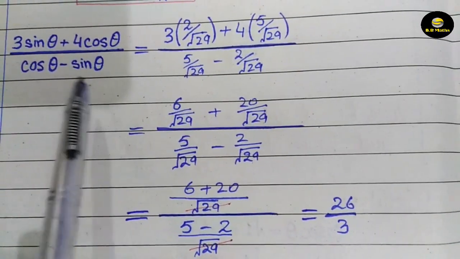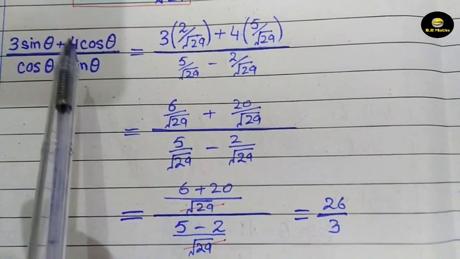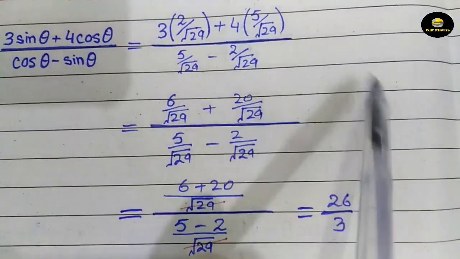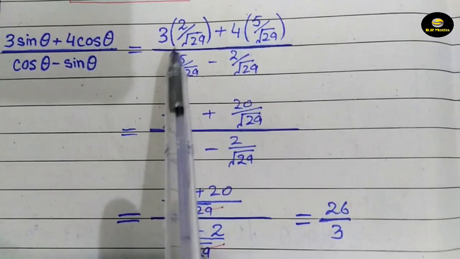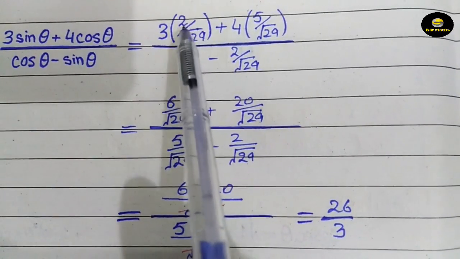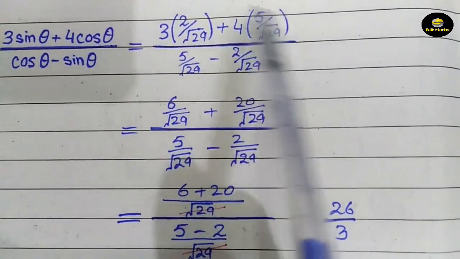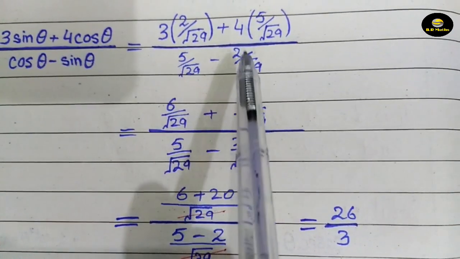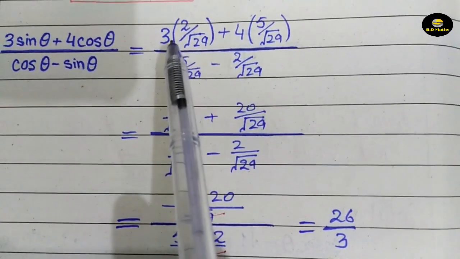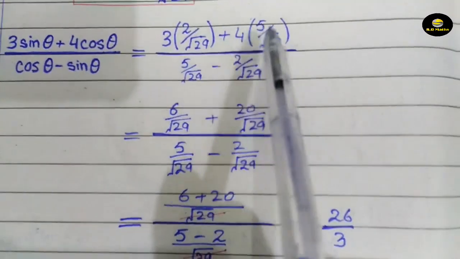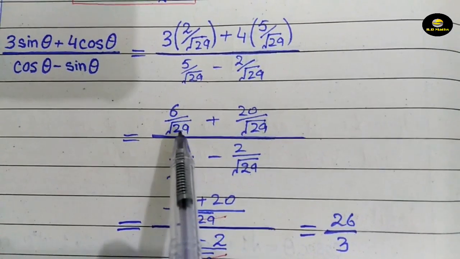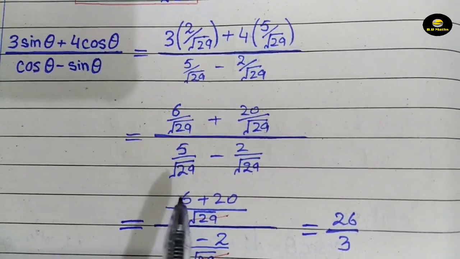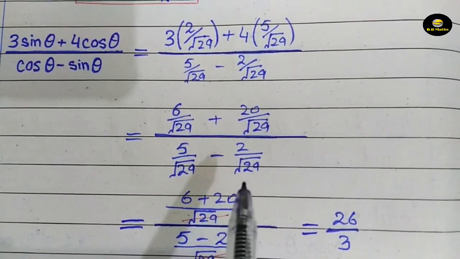So put our requirement: 3 sine theta plus 4 cos theta, divided by cos theta minus sine theta. This one, see, 3 and this is the value of sine, 2 divided by square root 29, plus 4, 5 over square root 29, over 5 over square root 29 minus 2 over square root 29. Firstly, multiply: 3 2s are 6 and 5 4s are 20. So 6 over square root 29 plus 20 over square root 29, and in denominator 5 over square root 29 minus 2 over square root 29.